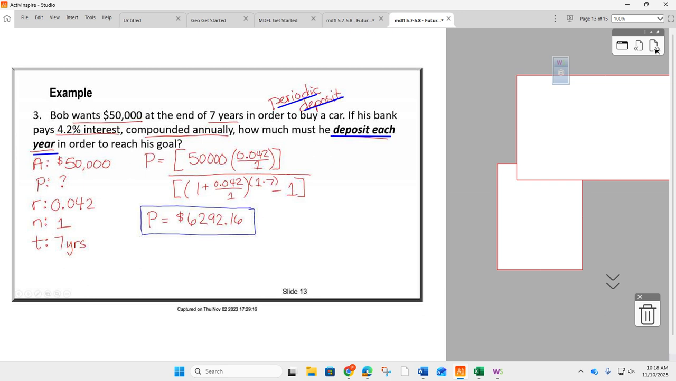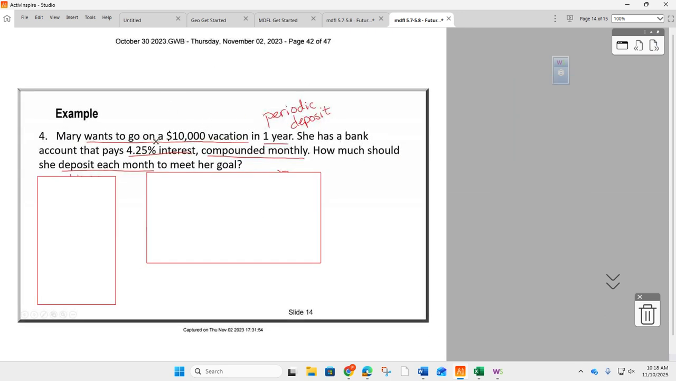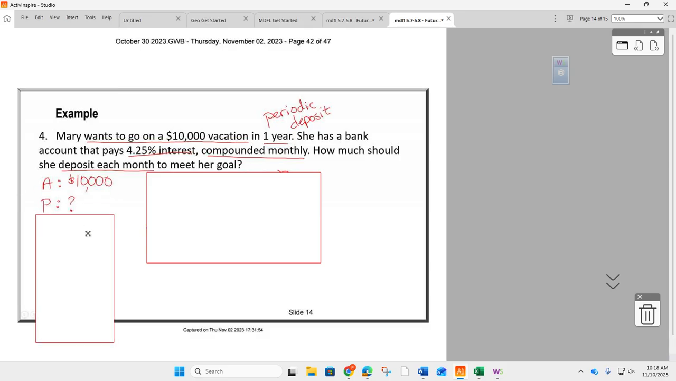Mary wants to go on a $10,000 vacation in 1 year. She has a bank account that pays 4.25% interest compounded monthly. How much should she deposit each month to meet her goal? So this is what tells us which formula we need. Periodic deposit is unknown. We're using the P equals, the one we just used. We know her ending balance, her A, is what she wants it to be, $10,000. That is what we don't know, the P. The rate, 4.25 divided by 100.